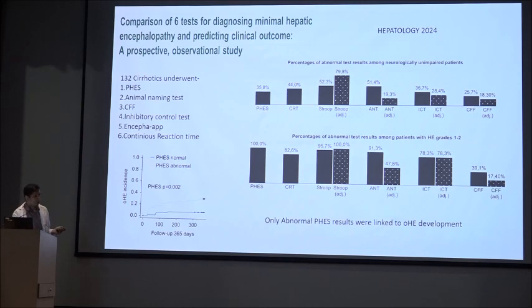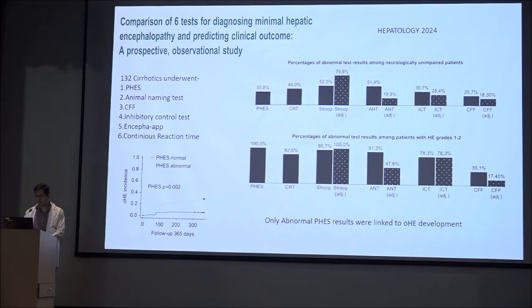However, very recently in Hepatology in 2024, they compared 6 tests for prediction of minimal hepatic encephalopathy. They used the PHES score, the animal naming test, CFF, the inhibitory control test, the smartphone application, as well as the continuous reaction time. However, on the basis of this study, they postulated that none of the tests were specific and only an abnormal PHES score was linked to the development of minimal hepatic encephalopathy. If you look at the patients who were neurologically unimpaired versus patients who had grade 1, you can see that PHES was able to diagnose nearly 100% as compared to the other group of patients.